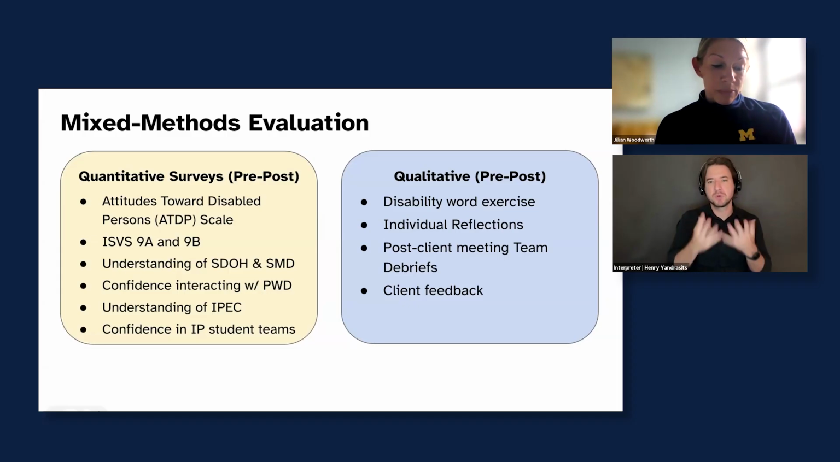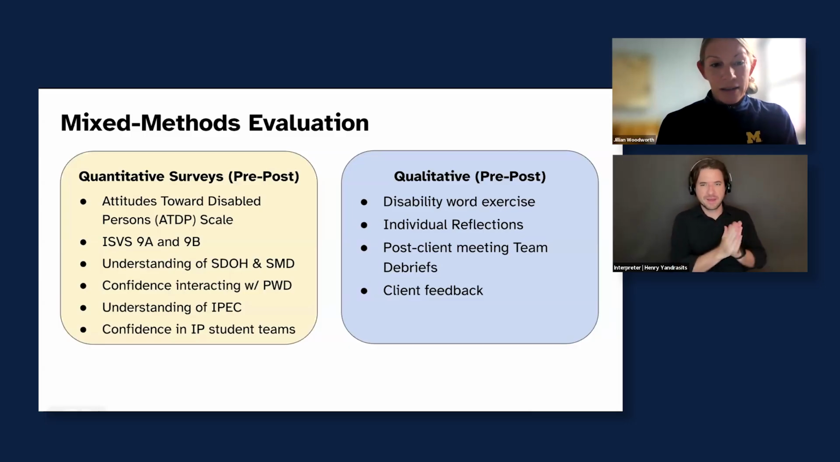Qualitatively, we analyzed disability-related word exercises, which Laura Smith will go over, individual reflections, team debriefs after client meetings, and client feedback to capture deeper insights into attitude and skill changes.